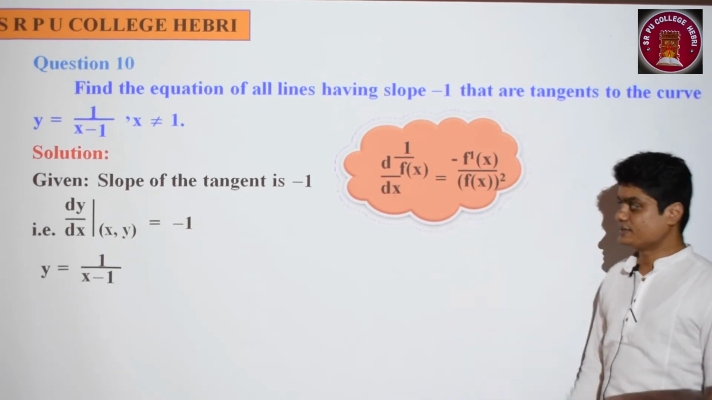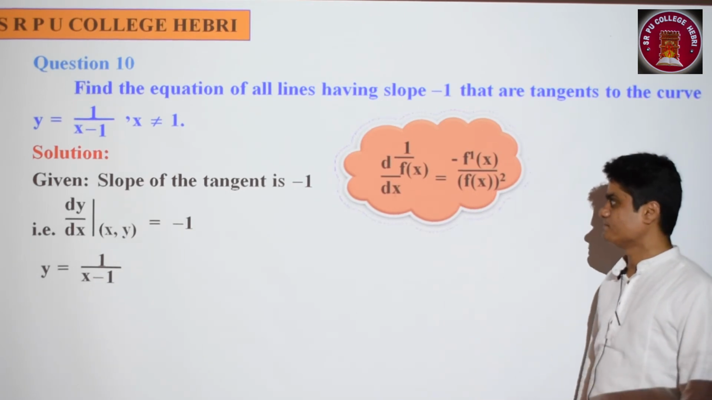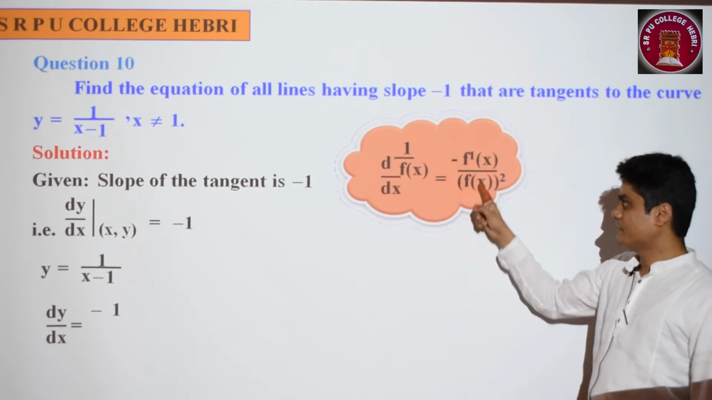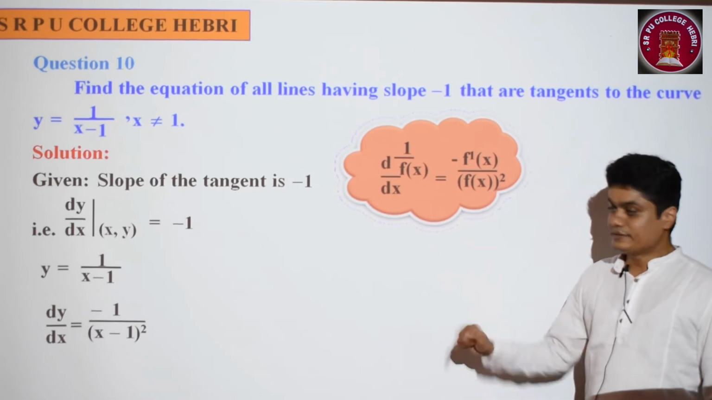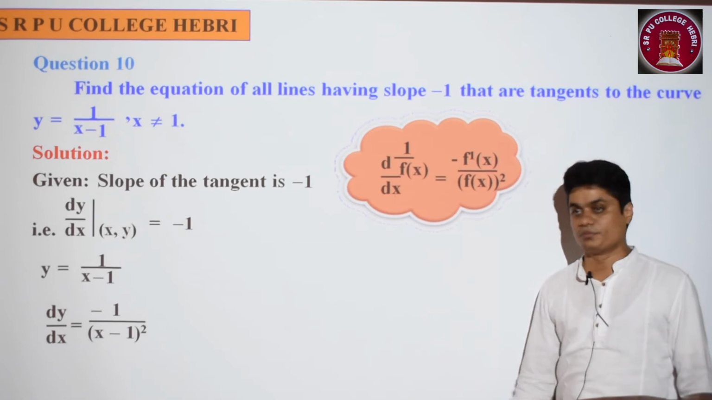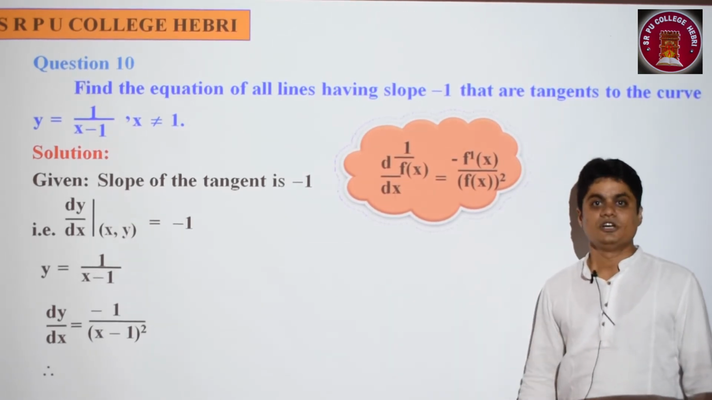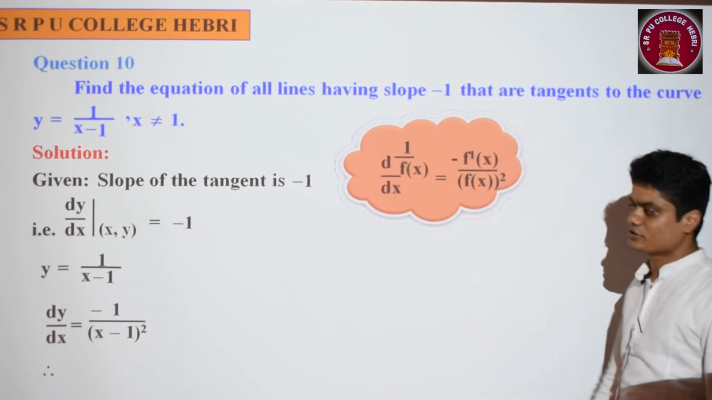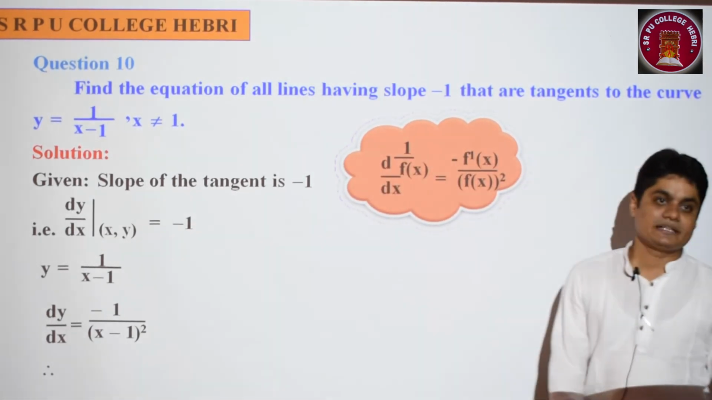So what is the answer? What is f of x? x minus 1. This is f of x. So the minus will come, 1 by f of x whole square, that is 1 by x minus 1 whole square. Then the differentiation of x minus 1 is 1, so f dash of x is not visible because it is 1. See, one simple answer came. Applying the quotient rule and simplifying is actually not required. So dy by dx is equal to minus 1 by x minus 1 whole square. What we know is that dy by dx is equal to minus 1.